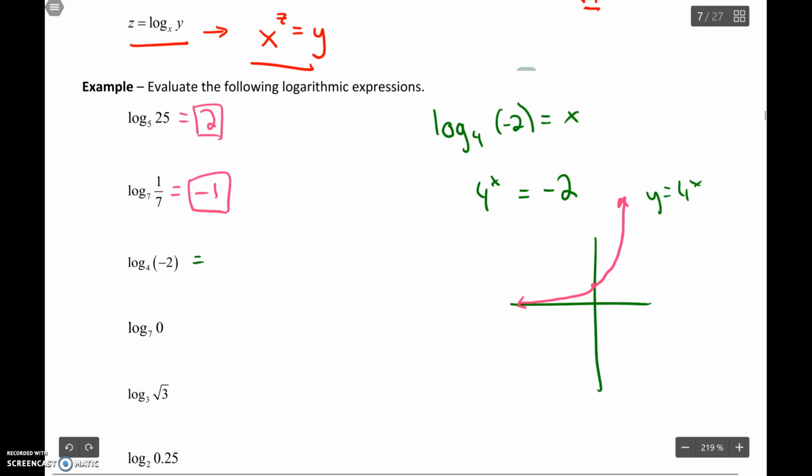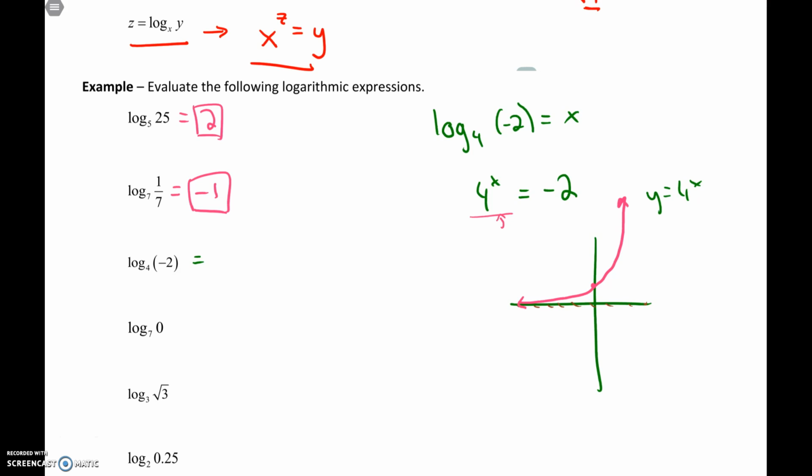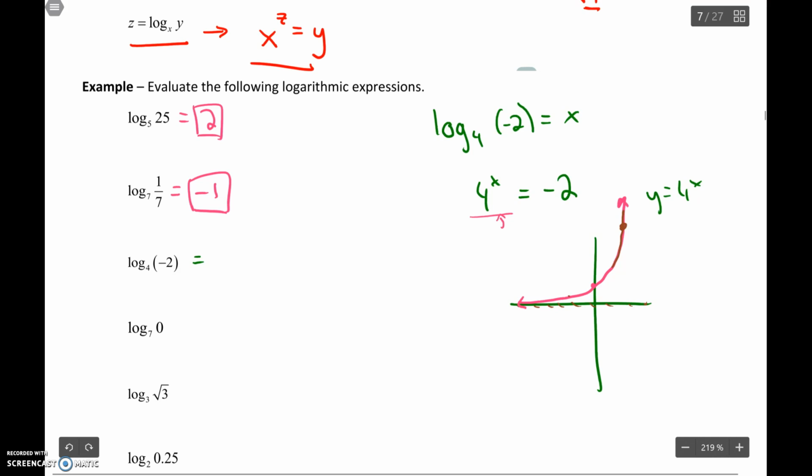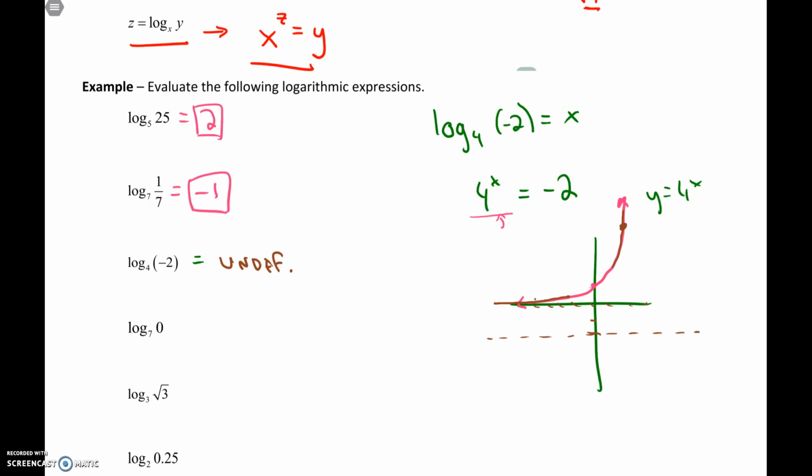So this thing is asking us, what can I input into this function? What x value can I put into this function and get an output of -2? If I put in positive values, I get these nice big values. If I put in negative values, I get values closer and closer to 0. If I put in 0, I get 1. I can't even put in an x value to make this thing actually go to a y value of 0, much less a y value that is -2. Therefore, this is undefined. You cannot take the log of a negative argument. Okay?